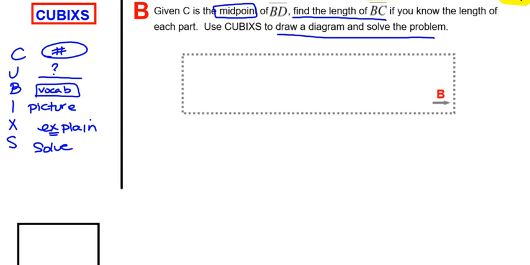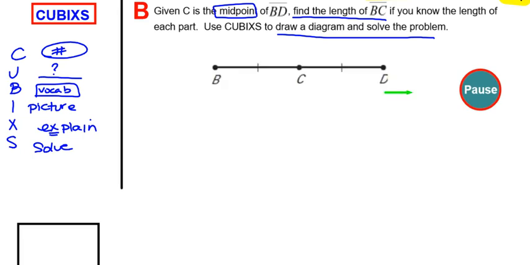From there, we want to be able to draw a picture. In this case, the only picture that we really can draw is that C is the midpoint of BD. What does that look like? Pause for a second, and you draw what you think you'd see, and then we'll get back to you. All right. Did you get a picture that looks kind of like this? Midpoint has tick marks on there because the parts are equal. C is in the middle between B and D.